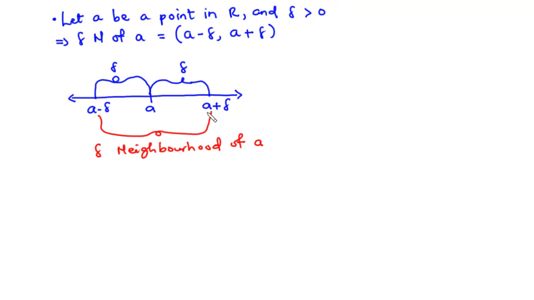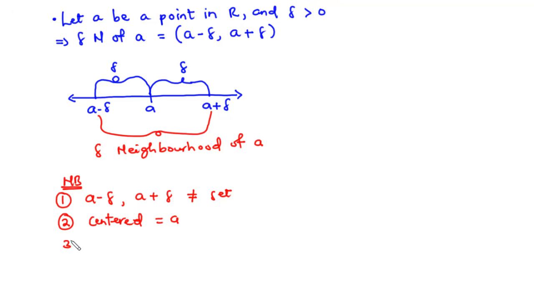Now let's take key notice of some important points. 1. Since the interval is open, the endpoints A minus delta and A plus delta are not part of the set. 2. The interval is centered at A, which means that A is part of the set. And then lastly, the length of the interval is given by the absolute value of A minus B, or better still, the absolute value of B minus A.